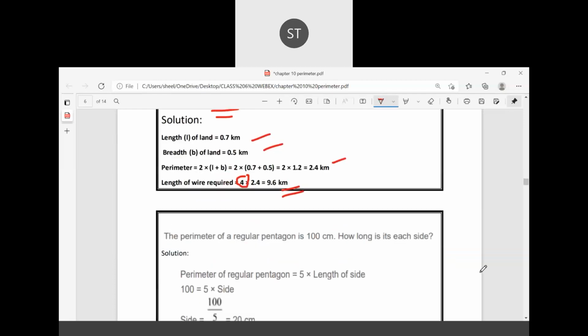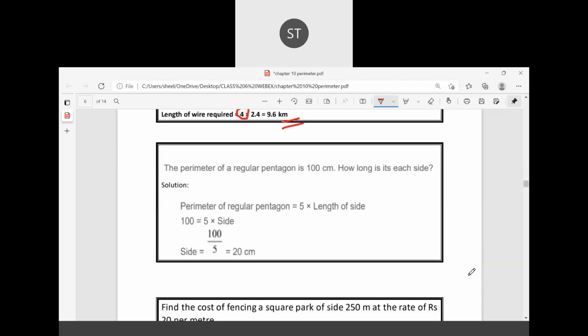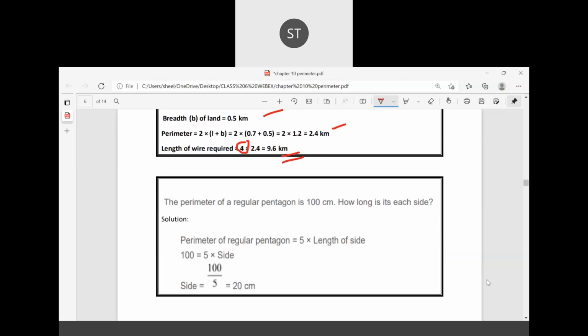Now the perimeter of a regular pentagon is 100 centimeter. How long will each side be? Now this is the difference. This time the perimeter is given, and we have to find the length of the side. So perimeter equals 5 into side. It's a regular pentagon. Pentagon means how many sides are there? 5 sides. So 100 equals 5 into side. So how can we calculate the side? 100 by 5 only. So it is equal to 20 centimeter. So we can calculate the side. The perimeter should be divided by the number of sides only.